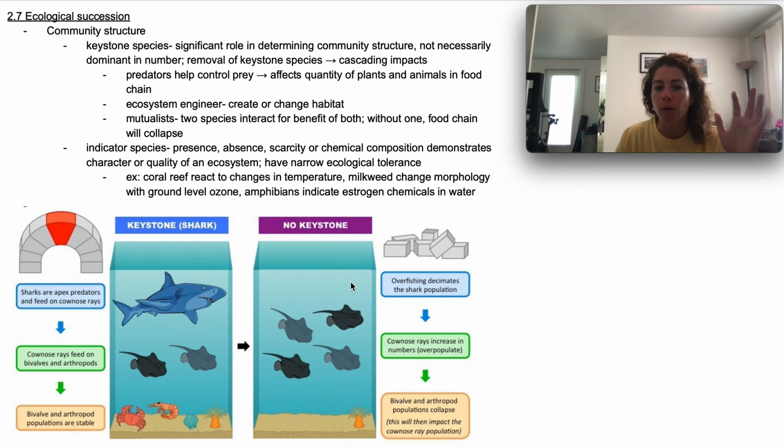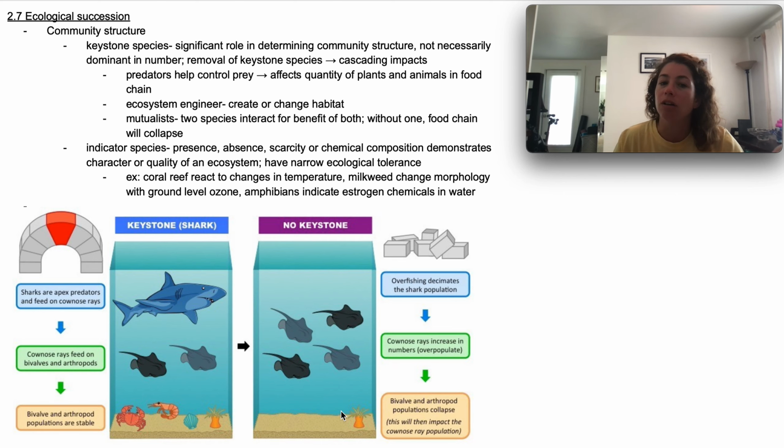So down below I have a shark, which is a keystone species, and this shark is an example of a predatorial keystone species because the shark affects the quantity of plants and animals in the food chain by controlling the prey, by controlling those manta rays. Manta rays eat a lot of your bottom-dwelling arthropod populations. And if their population gets too big, you're going to have a decrease in your bottom-dwelling population, and the whole ecosystem is going to crash. But the shark maintains that ray population, and so you end up with a stable bivalve and arthropod population.